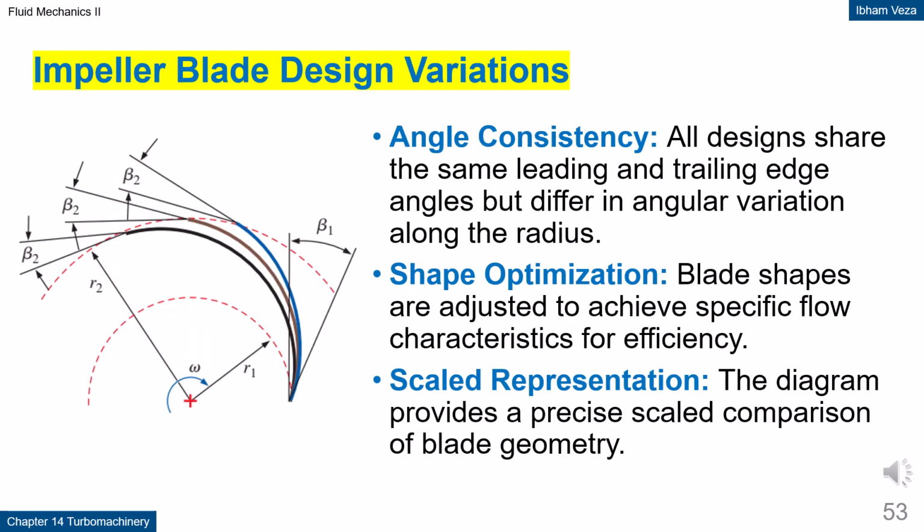Impeller blade design variations. All blade designs share the same inlet and outlet angles, but the angular distribution along the radius is different. This difference is intended to accommodate the change in tangential speed from the hub to the tip. The blade shape strongly affects how the fluid is accelerated and guided. The scaled diagram shows how these geometric variations are visually compared. Optimizing blade shape is the key to achieving high efficiency.